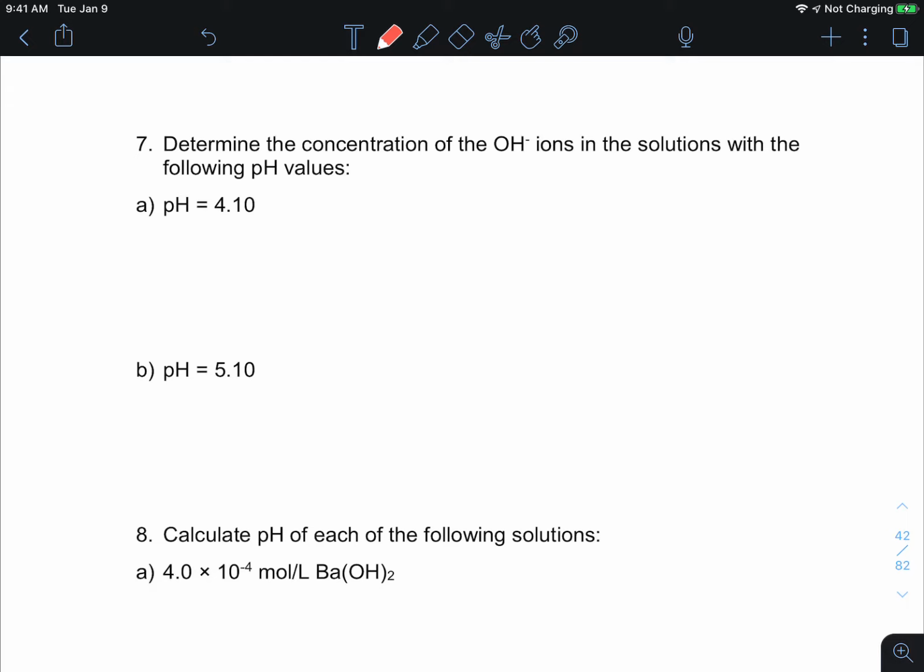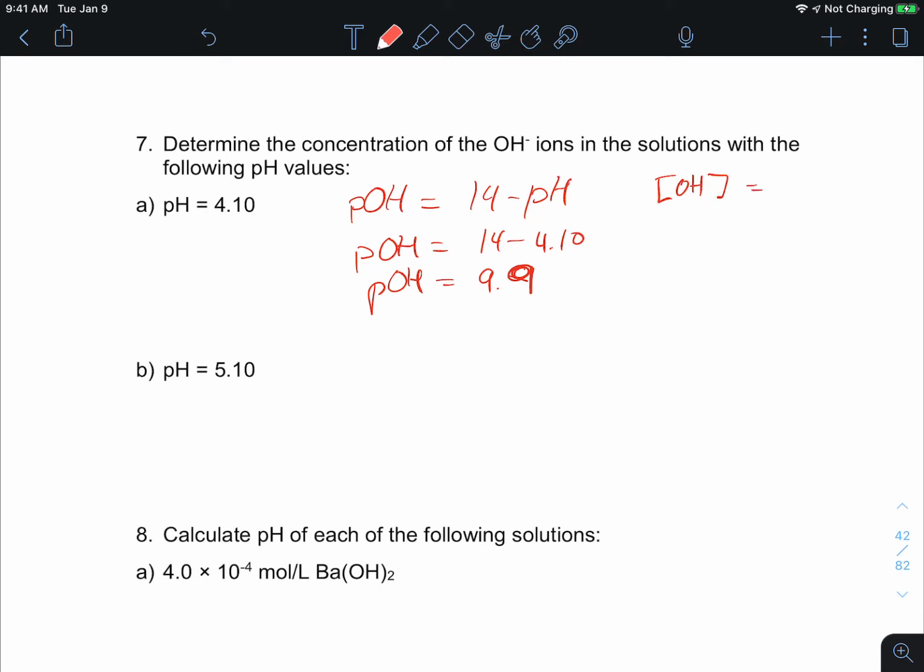Determine the concentration of hydroxide ions in solutions with the following pH values. If the pH is 4.1, then we can figure out the pOH, which is 14 minus the pH. So I'm going to get a pOH equal to 14 minus 4.10, and that's going to give me 9.9, right? A 9.9 pOH, which means that my concentration of hydroxide is simply equal to 10 to the negative 9.9.